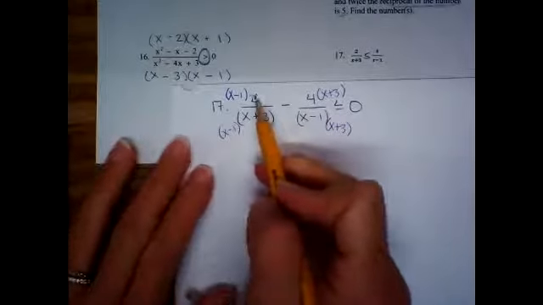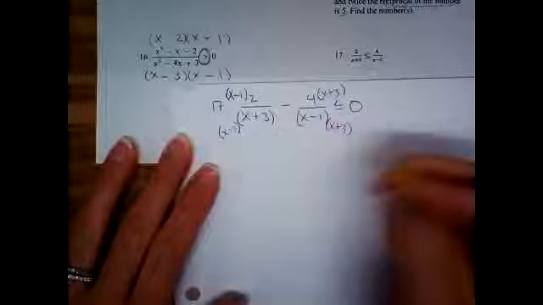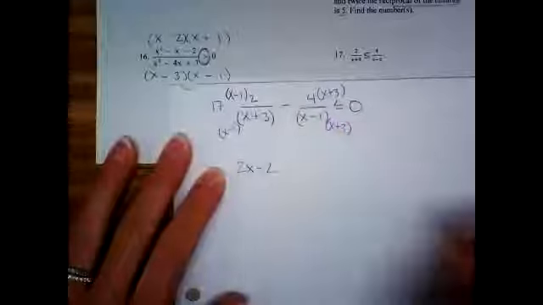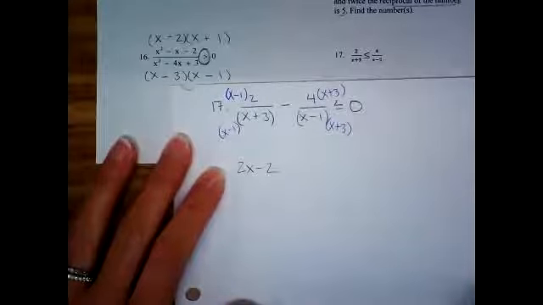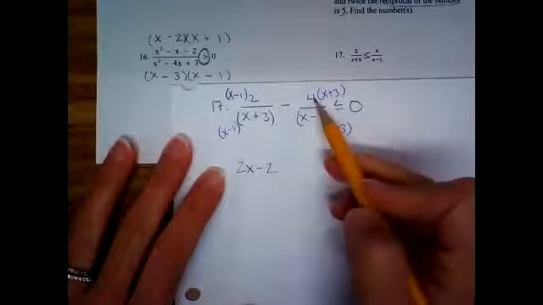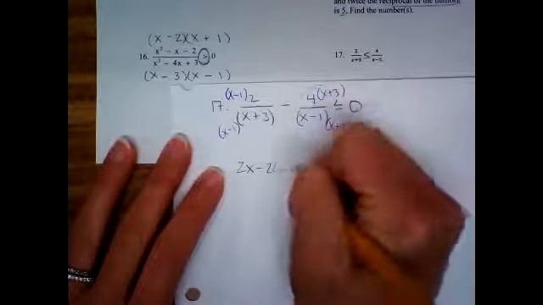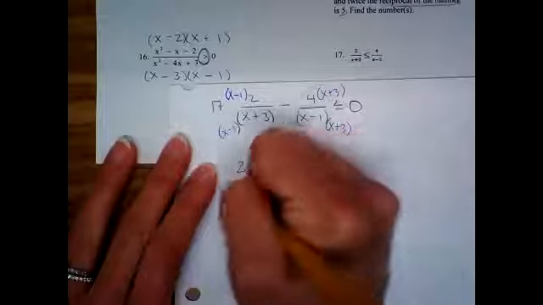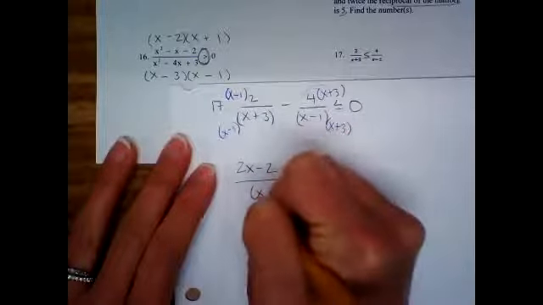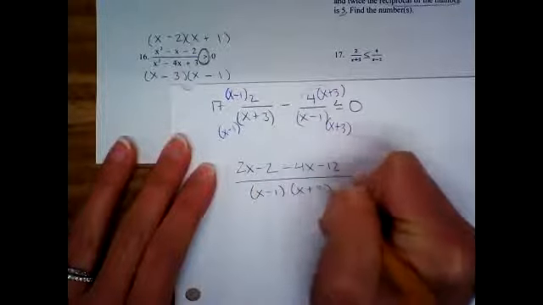So for this, you will need to distribute the 2. That'll be 2x minus 2. For this one, you are not distributing 4, but -4. Good. So -4x minus 12. And then it is over the common denominator.